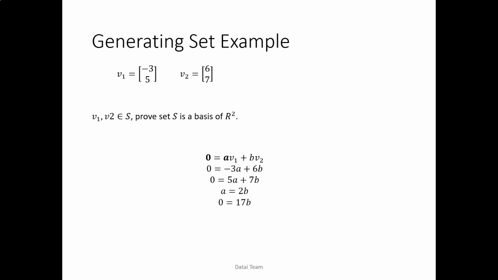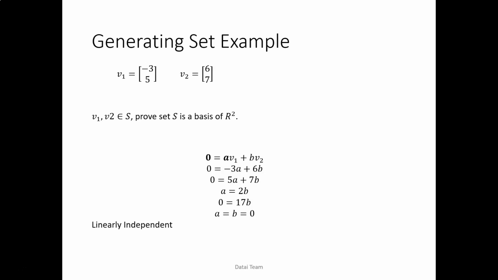A set that includes v1 and v2 is a generating set for R2. And from this we get a is equal to 2b from the first equation, and when we put that into the second equation we get 17b is equal to 0. So b is equal to 0, and because b is equal to 0, a is also equal to 0, so we can conclude that these two vectors are linearly independent, and because they are linearly independent, set S, which only has v1 and v2, is a generating set for R2, and it's also the basis because it's linearly independent.